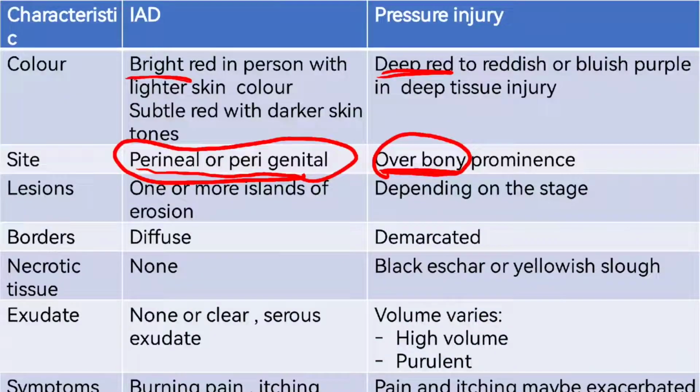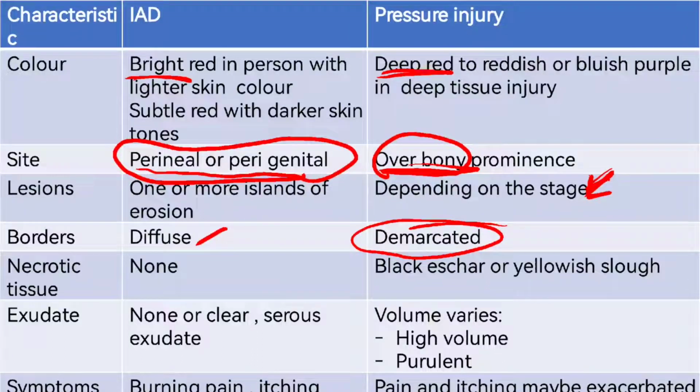Okay. Now, what's next? Then the lesions, one or more islands of erosion. What happens to your IAD is that it is diffuse. Here, it is diffuse, it's scattered. And there will be a lot of open wounds, small, big, like that. But for your pressure injury, it's only one. Okay? It's only one. And always, again, remember, it is on a bony prominence.